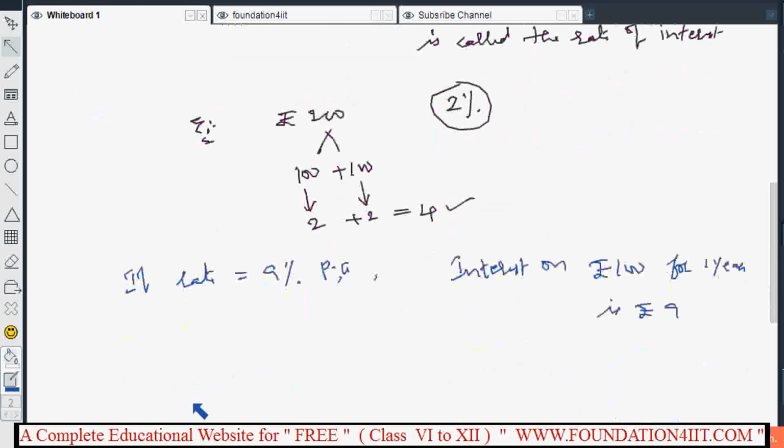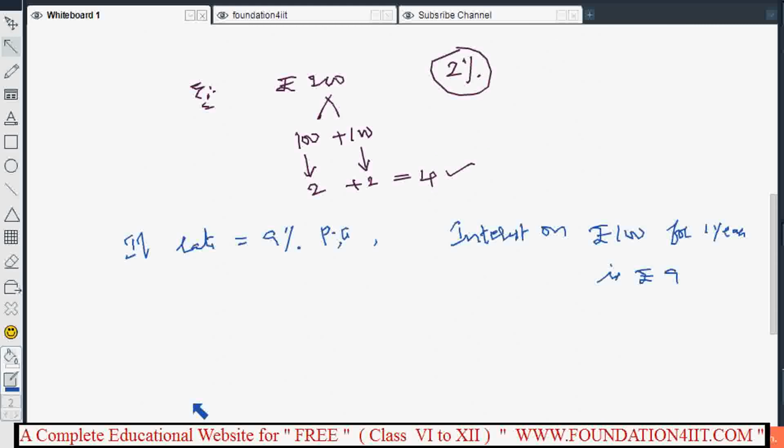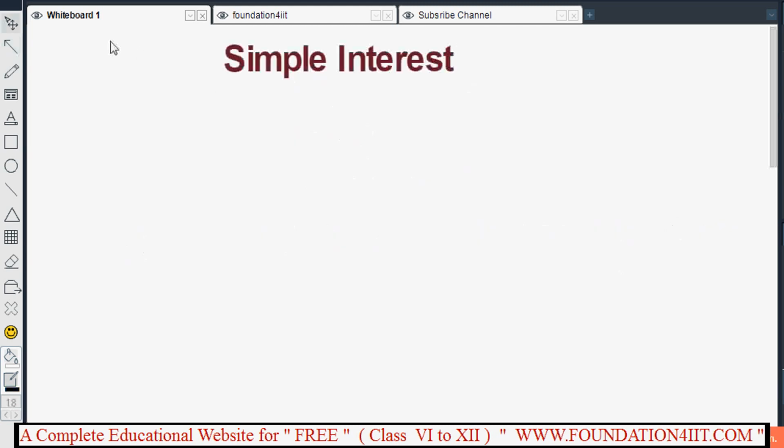Now we'll see the simple interest, how to find it out. We'll see the formulas which are related to simple interest, and we'll solve them one by one, including example problems also. Simple interest. First of all, we'll see the definition of simple interest. I'll write the definition here.